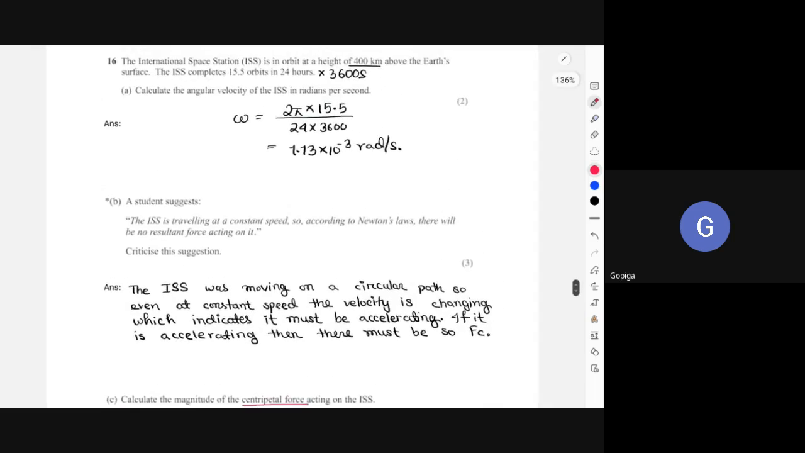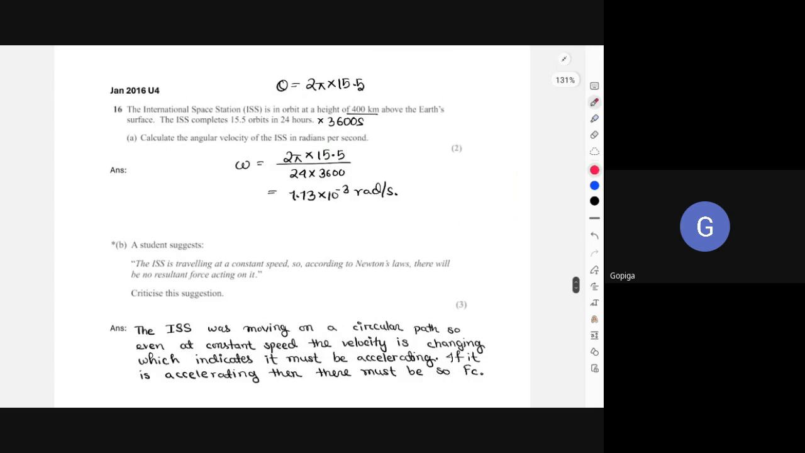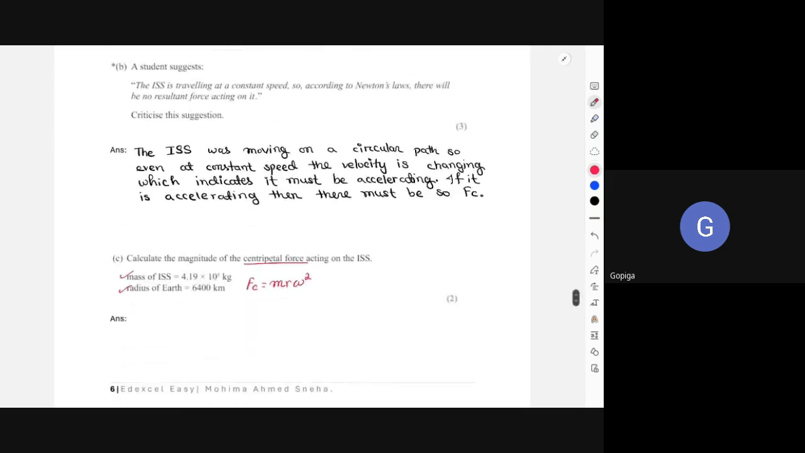Oh, wait, sorry, yes. This is the answer for the first question. It was 1.13 × 10^-3 rad per second. Are there any questions from part A and part B so far with this question 16? Okay, I hope there are no problems, and let's move on to the next one.